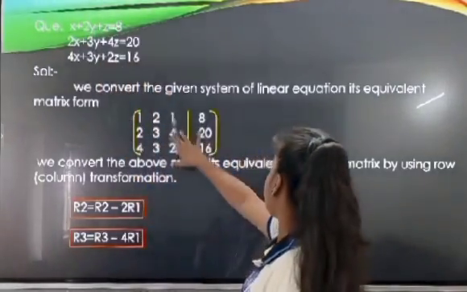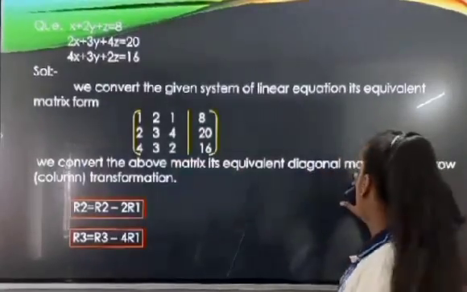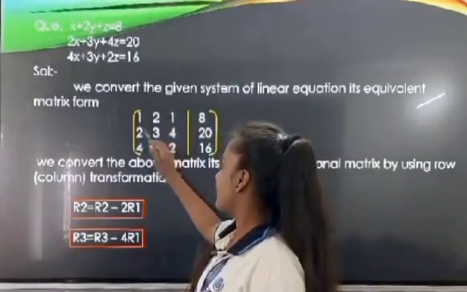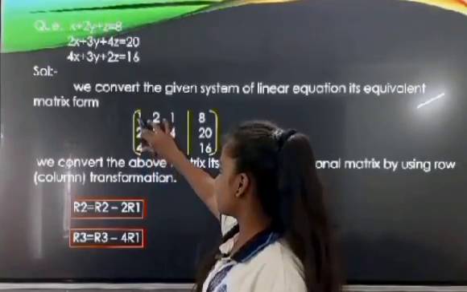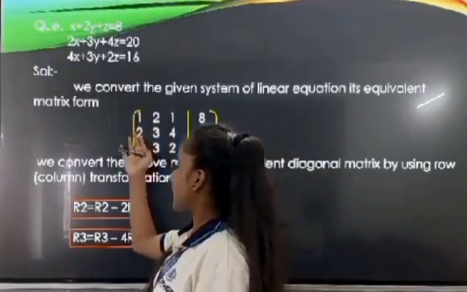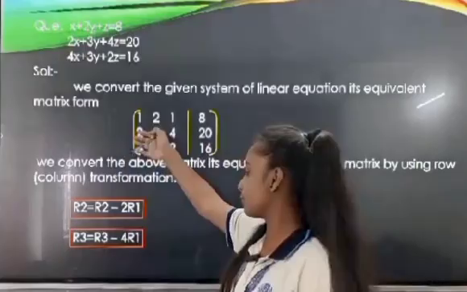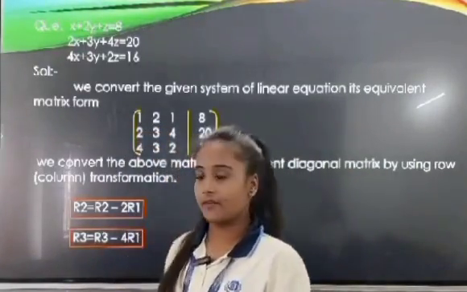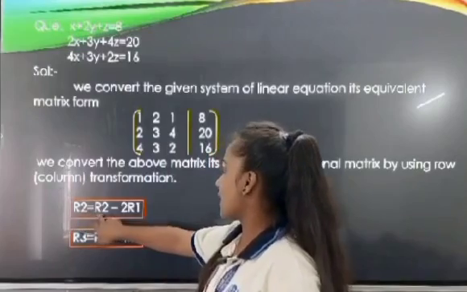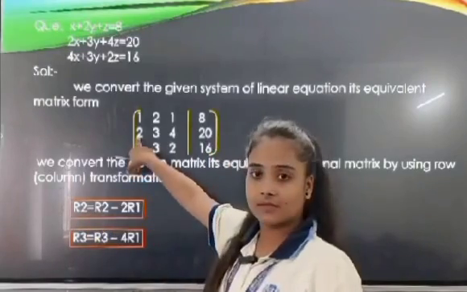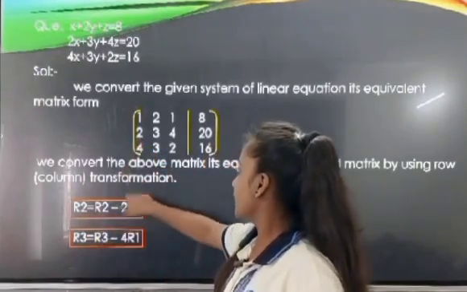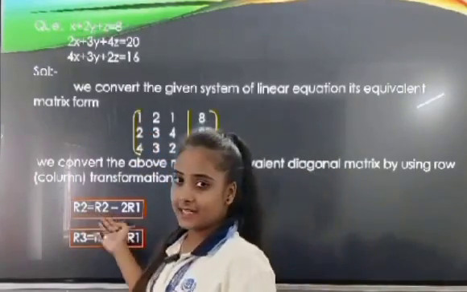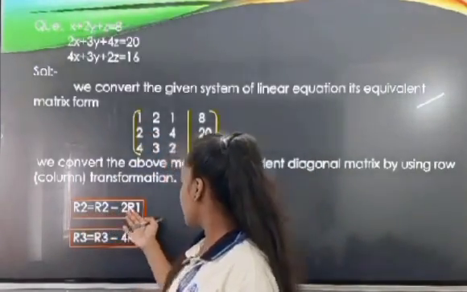We convert the above matrix to its equivalent diagonal matrix by using the row-column transformation method. So we have to make both of these entries zero. We use the formula R2 tends to R2 minus A21 upon A11 R1. The value of A21 is 2 and A11 is 1. So we write it as R2 is equal to R2 minus 2 R1.